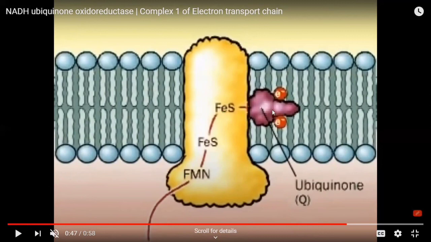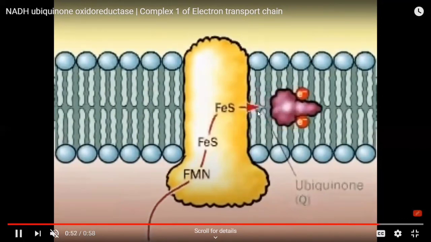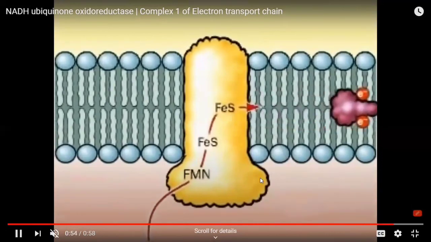and finally will be taken up by the coenzyme Q. When this ubiquinone takes up the electrons and protons from the matrix, it will be reduced to ubiquinol. It will take these two electrons and move inside the mitochondrial membrane, and will carry these electrons to complex 3.